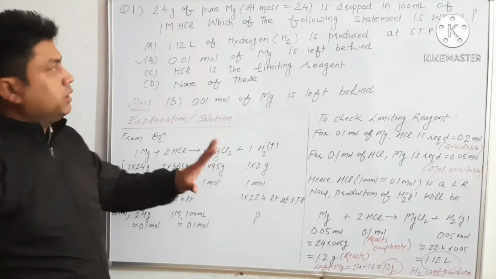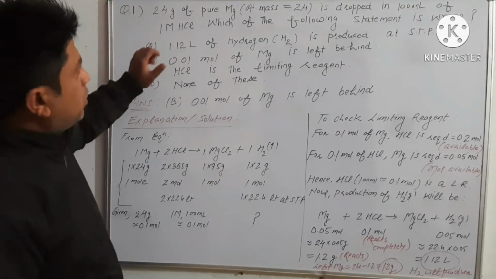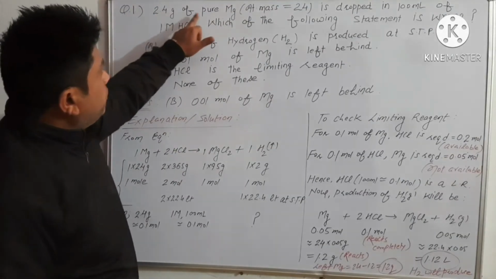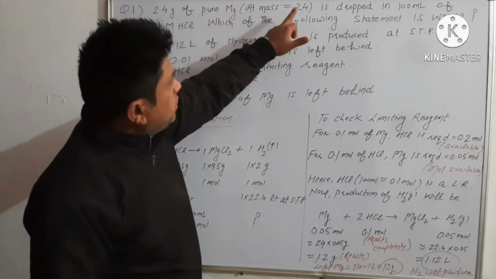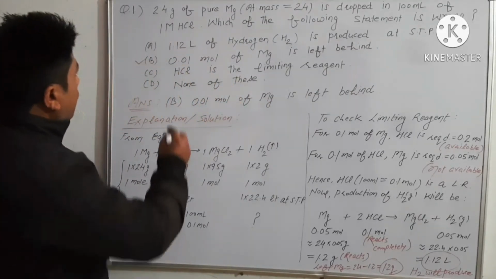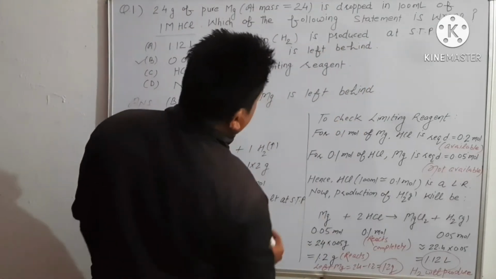So today I am with the solution of this question. First of all, we need to know what the statement is telling: 2.4 gram of pure magnesium with atomic mass 24 is dropped in 100 ml of 1 molar HCl. Which of the following statements is wrong?